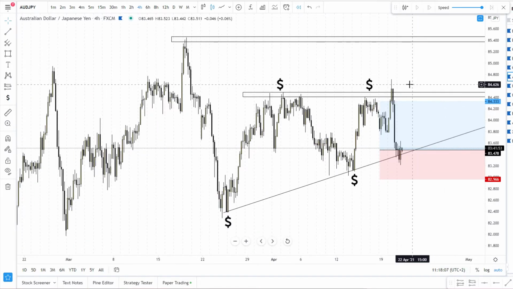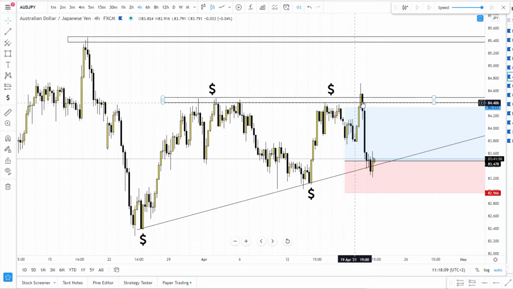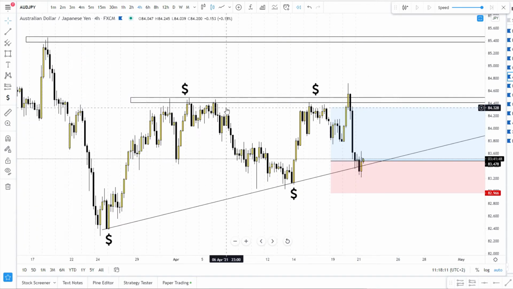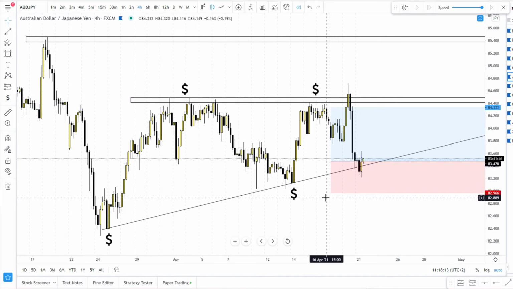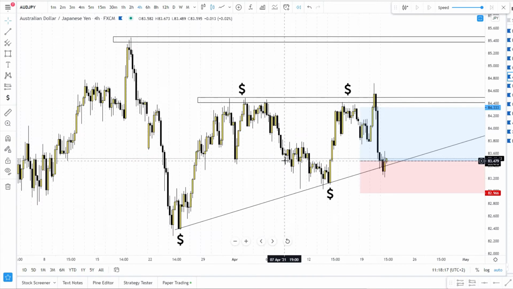I don't like this. If I had here just one respect of the support, then I would buy it, because we need to go back to take these stop losses. And we also have here one touch, second touch. This third touch is too obvious.